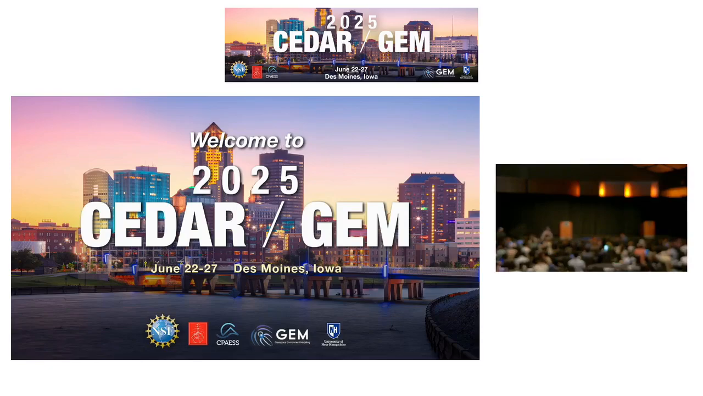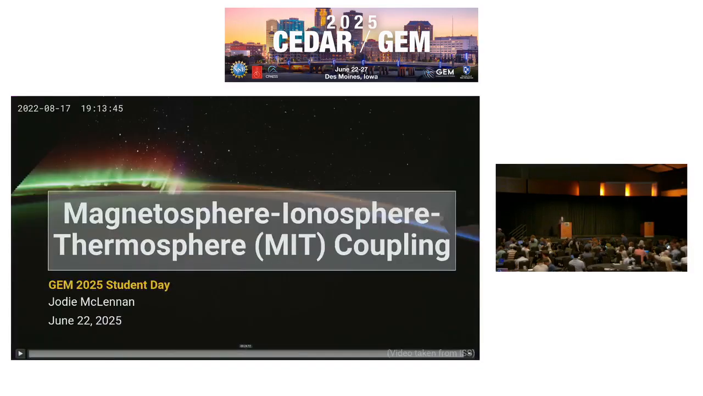Up next is Jody McLennan from University of Iowa to talk about magneto-iono-thermosphere coupling, or iono-magneto-thermosphere coupling, or whatever order you want to put those words in.